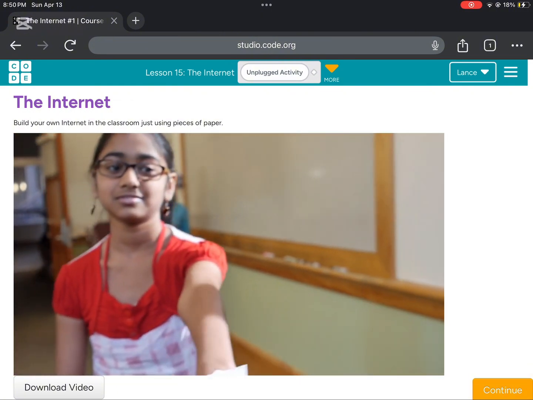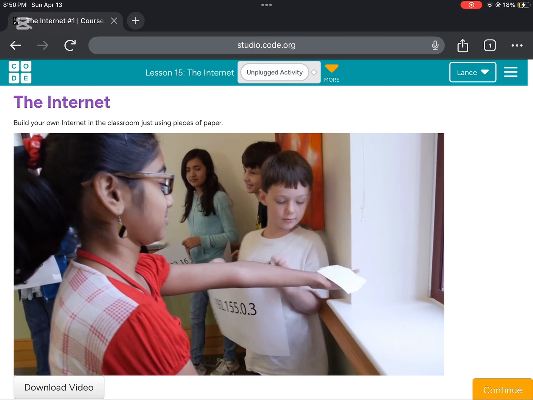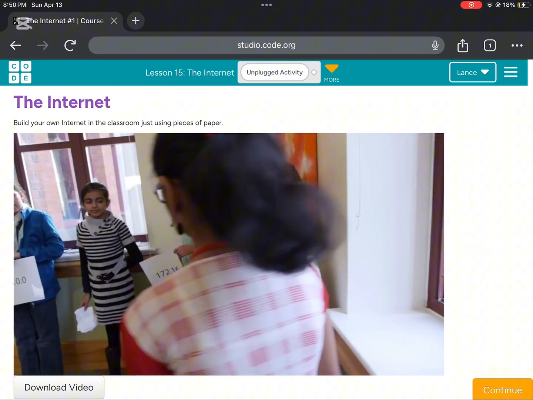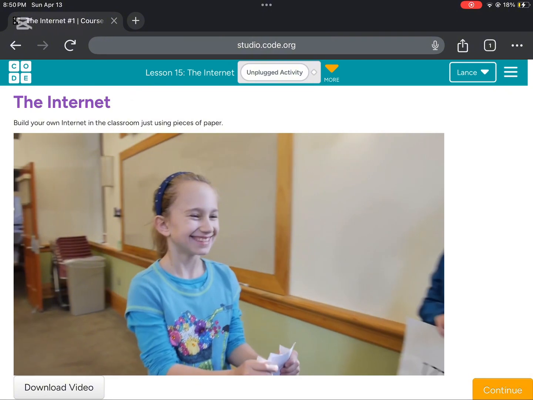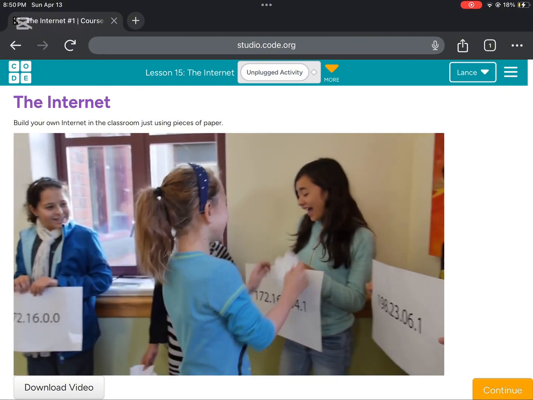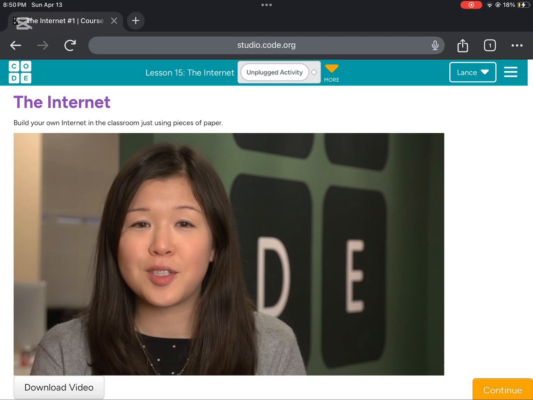The students pretending to be DSL or cable will carry the message on the back of their hand, where they're slightly less likely to drop information. And the students representing fiber optic will get to carry them with both hands. This activity is a great way to understand something that many of us use every day.